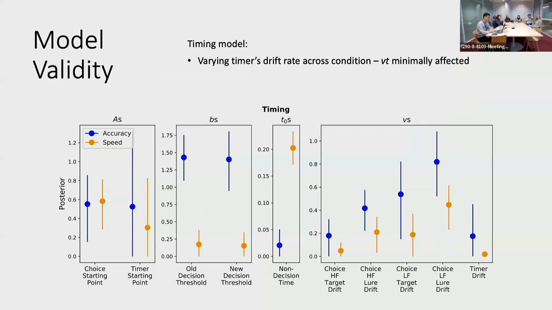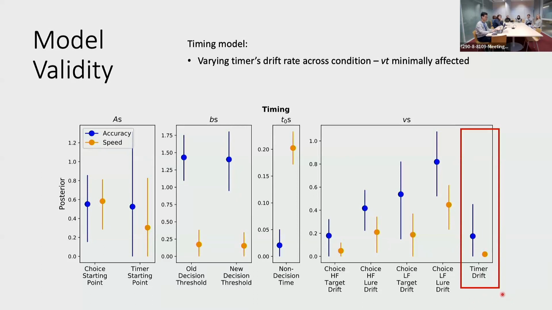We also did a validity check to see if the timing model can produce sensible parameter changes under different instructions. So we additionally allow the timer's drift rate to vary across conditions in the timing model. As you can see, some parameters were really affected by the speed accuracy manipulation. For example, the decision threshold here and the non-decision time, and even the decision accumulator drift rate vary a bit. But the timing drift rate seems to be minimally affected. Although the mean value varies a bit, the error bars still overlap with each other, which potentially suggests its validity. Therefore, at this point, maybe it's still too soon to say that the timing model is rejected.